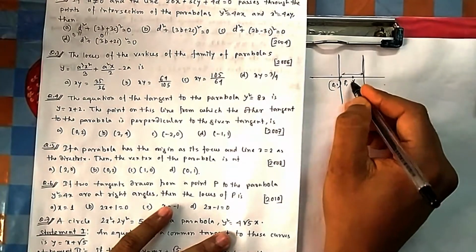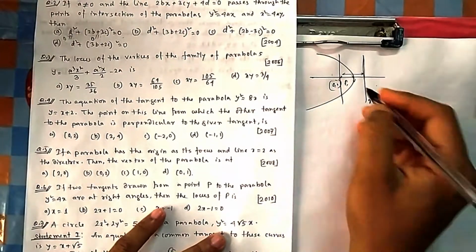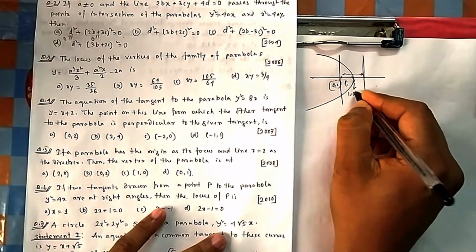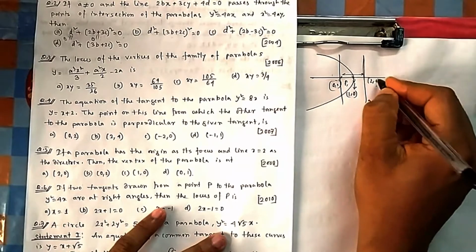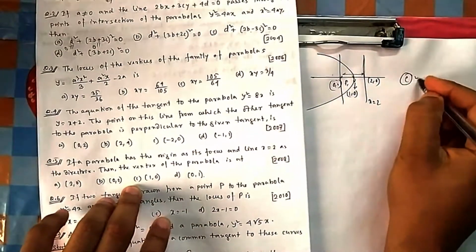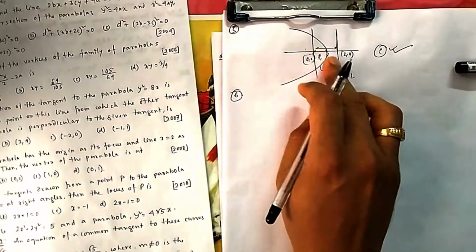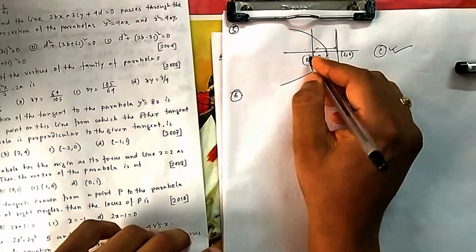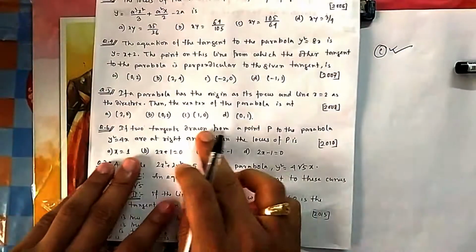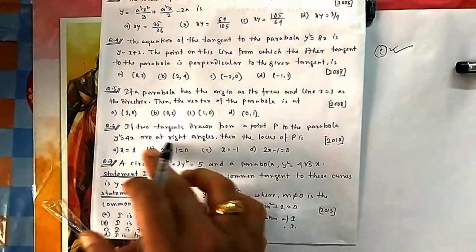From the vertex to the focus and from the vertex to the directrix the distance should be the same, so your parabola obviously will look like this. So the vertex will be at the midpoint of these two, because this is (2, 0), so it will be at (1, 0). Then the vertex of the parabola is obviously at (1, 0). That is option C. By seeing the basic property of a parabola, the vertex should be equidistant from the directrix and focus.